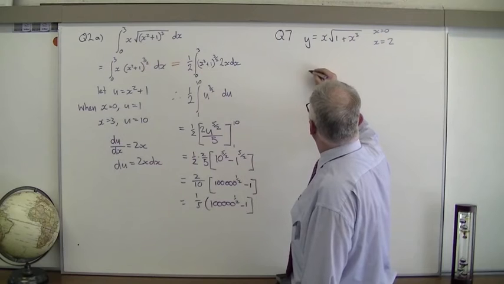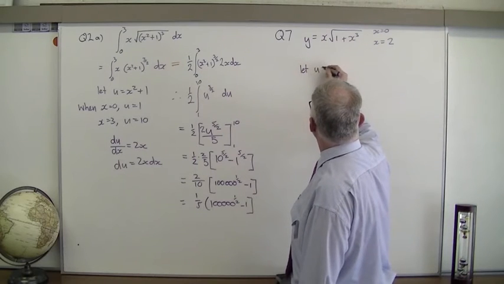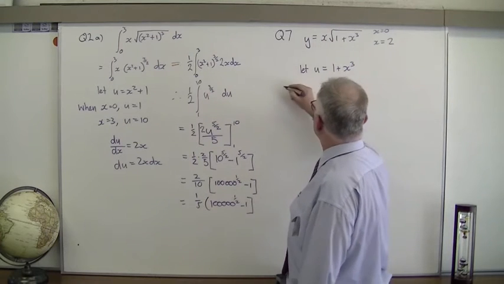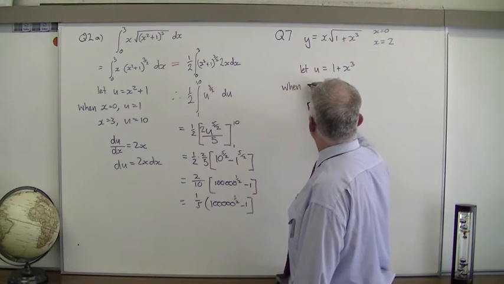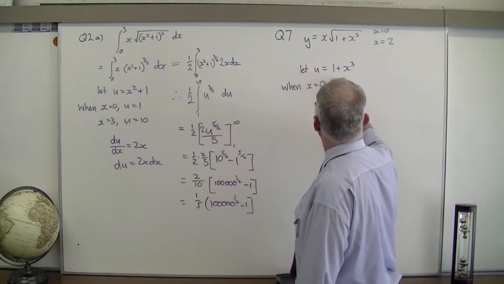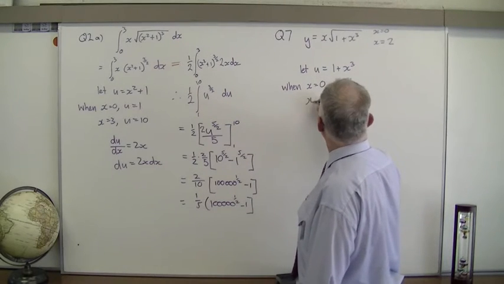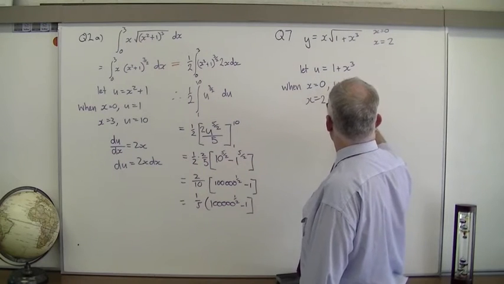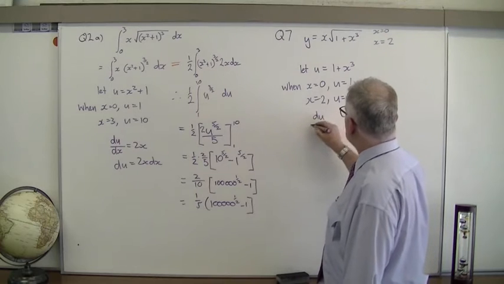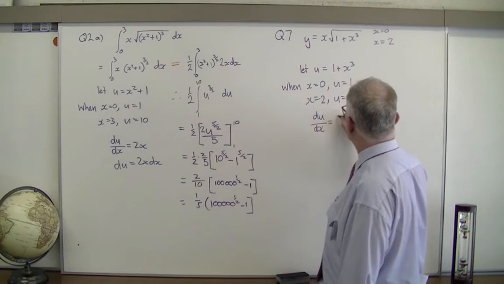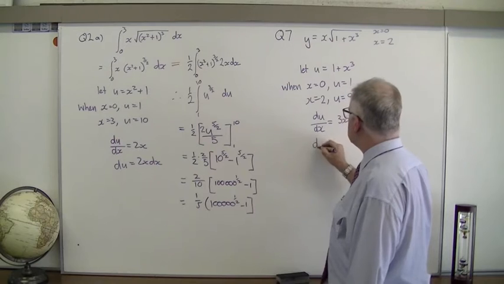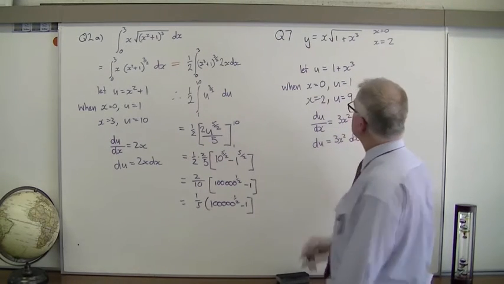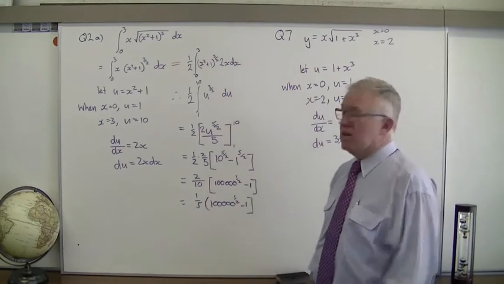We're going to let u equal 1 plus x cubed, which means when x equals 0, u equals 1. When x equals 2, u equals 9. And du/dx is equal to 3x squared, so du is equal to 3x squared dx. Crumbs, how does this all work out?